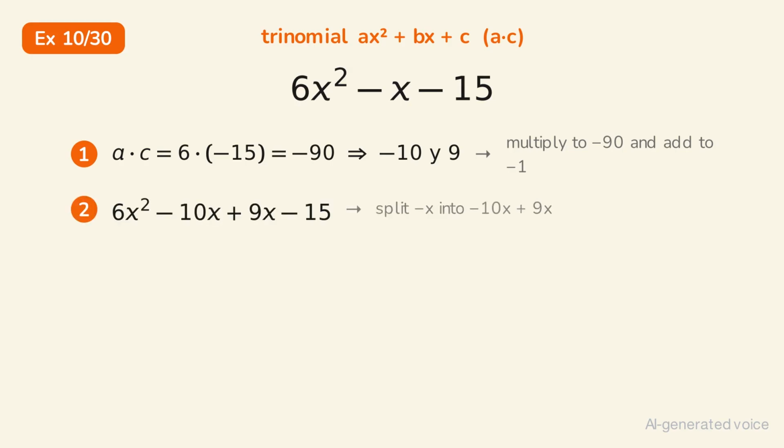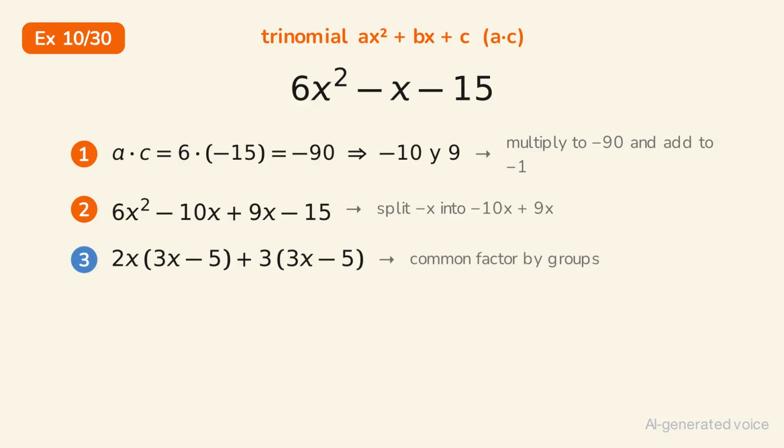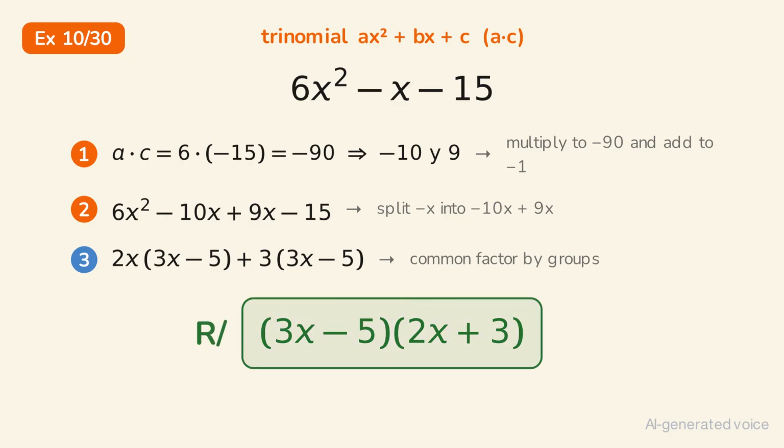With them we split the middle term. Minus x becomes minus 10x plus 9x. We group in pairs and pull the common factor. From the first, 2x times 3x minus 5. From the others, 3 times 3x minus 5. 3x minus 5 repeats, so we get 3x minus 5 times 2x plus 3.